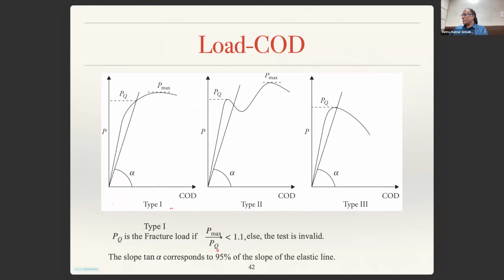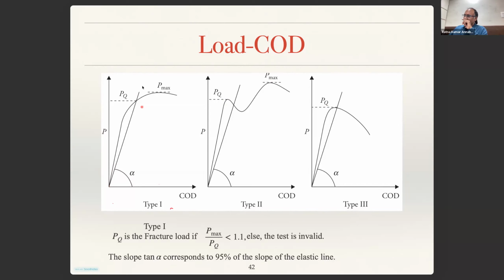If P max by PQ is less than 1.1, you can use it, otherwise the test is not valid. That means something else has gone wrong and hence you need to redo the test. If you are able to identify PQ very clearly, no problem, like type 2. You also can have type 3, where you will not see P max, you will only see PQ. That's also fine.